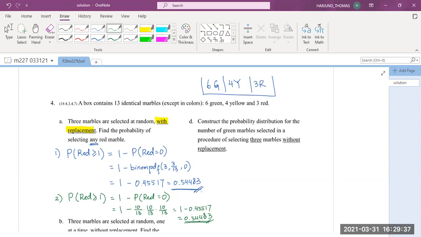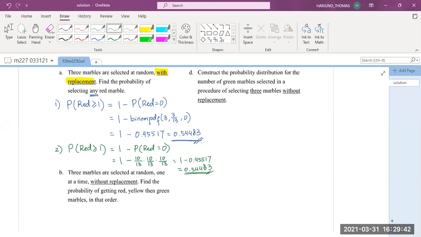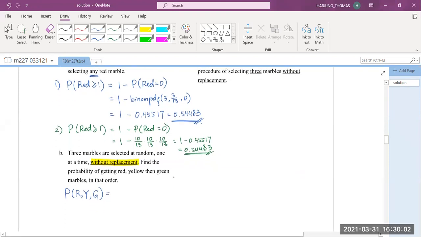Now part B. Three marbles are selected at random, one at a time without replacement. Find the probability of getting red and then yellow and then green in that order. Then we do it one by one, right? Remember that there are 6 green, 4 yellow, 3 red, a total of 13. So what is the probability the first one is red? It's 3 out of 13.